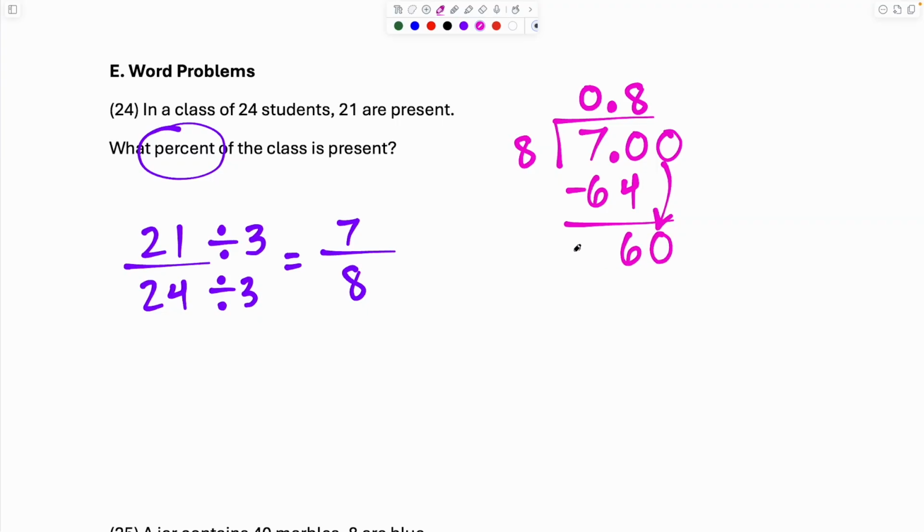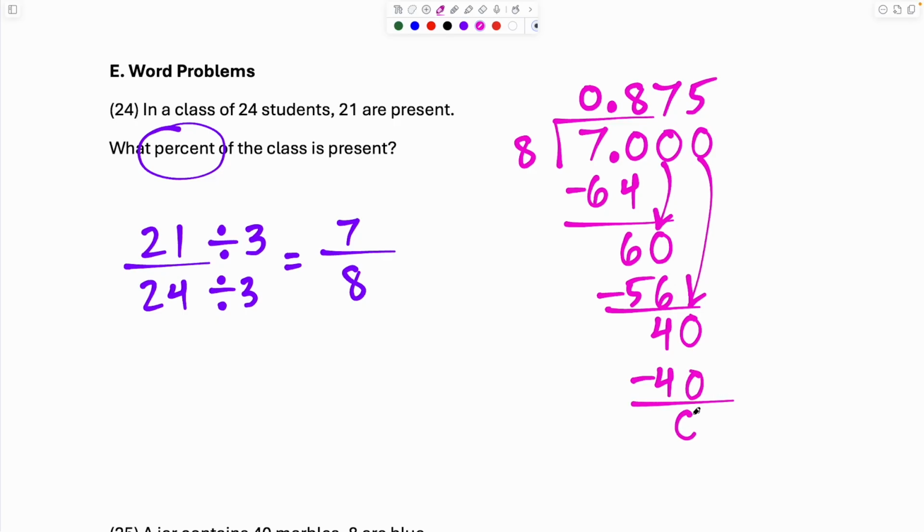And now 60 divided by 8, I could get as close as times 7. 7 times 8 is 56. We subtract, remainder 4. 1 extra 0 comes down. And now 40 divided by 8 is 5. And 5 times 8 is 40. So this divides nicely, no remainder. So what we could say with this is that 7/8 is equal to 0.875. But we have to express this decimal now as a percent.